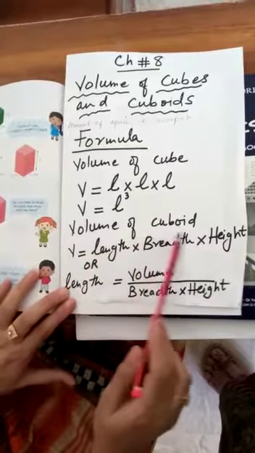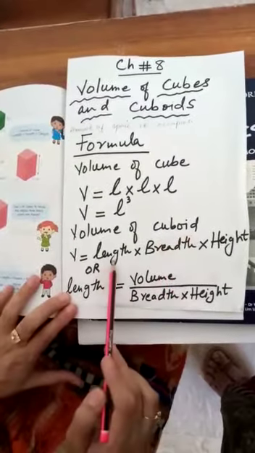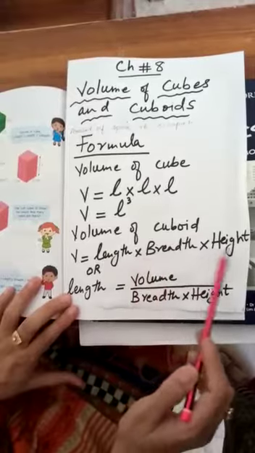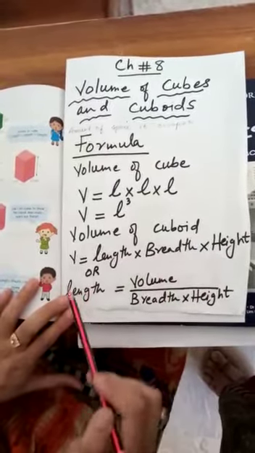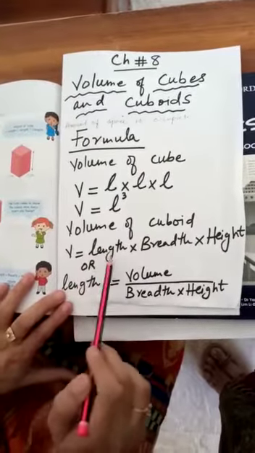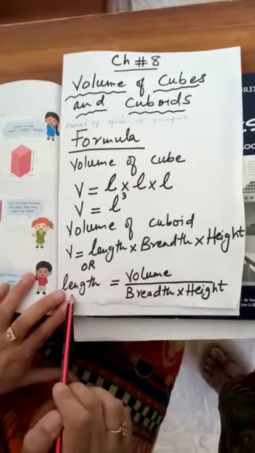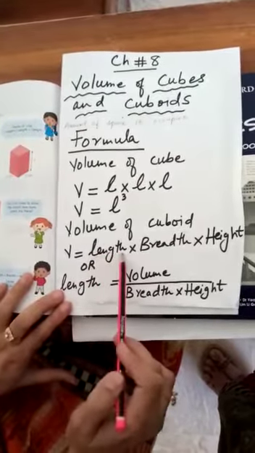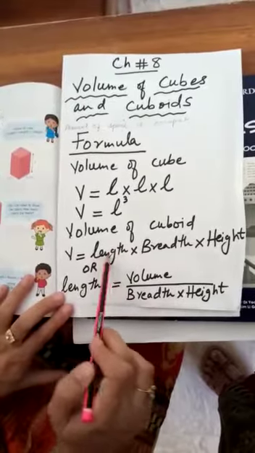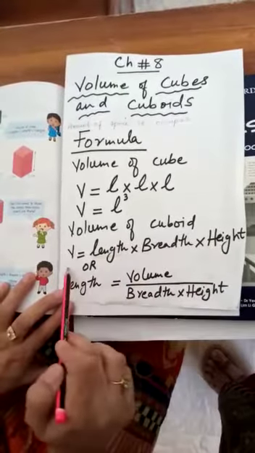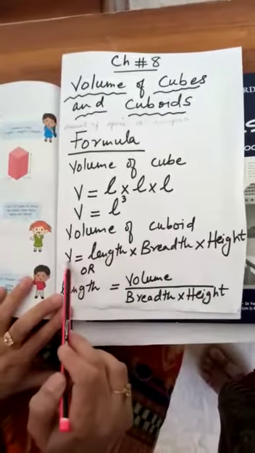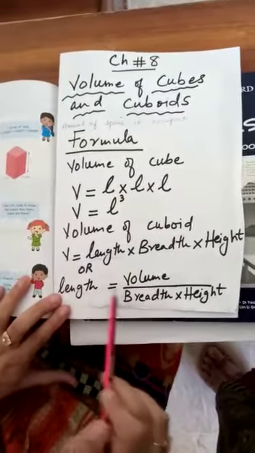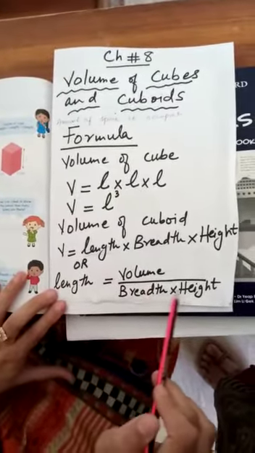And one more thing, when you talk about the volume of cuboid, if you want to find out any one of these three things, length, breadth and height, all of them are multiplied here. When you shift one to the other side, it becomes division. If you are finding the length, the length stays here, but the breadth and height shift to the other side. Here it is multiplied; when shifted to the volume side, it becomes divided. So the formula becomes length is equal to volume upon breadth into height.